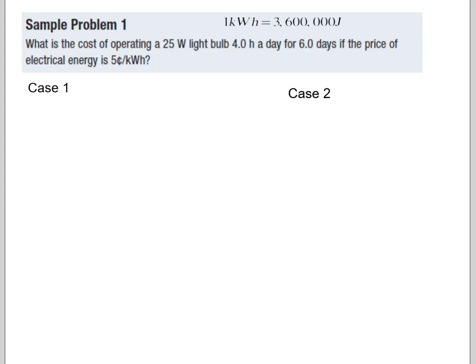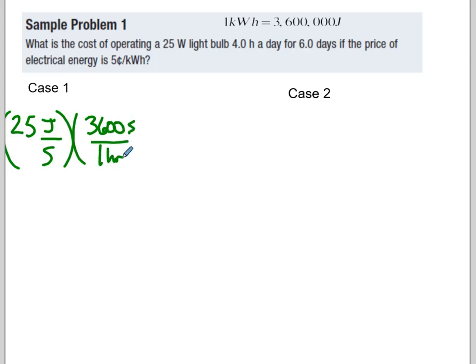What is the cost of operating a 25 watt light bulb 4 hours a day for 6 days? We'll get to the price in a minute, but first we're going to find how much energy this uses. So 25 watts is 25 joules per second. That's where I'm going to start. I'm going to need a conversion: there are 3,600 seconds in 1 hour. This is going to run for 4 hours every 1 day, and I'm going to run this for 6 days.